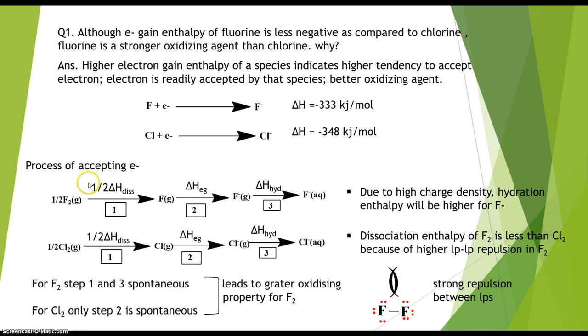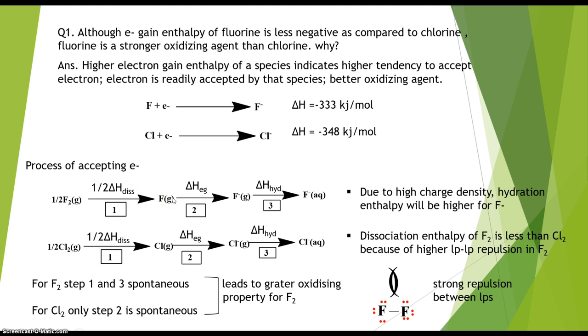So the enthalpy of dissociation, that means delta H of dissociation, is very much less in fluorine in comparison to chlorine. That means the process of dissociation from F2 to produce F atom is very much spontaneous for fluorine, because very much less energy is needed to dissociate the fluorine molecule. If less energy is needed to dissociate a molecule, obviously the process will be very fast, right? So step 1 for fluorine is much more spontaneous than step 1 of chlorine, correct?